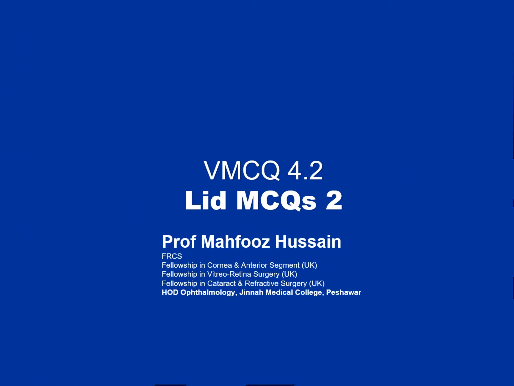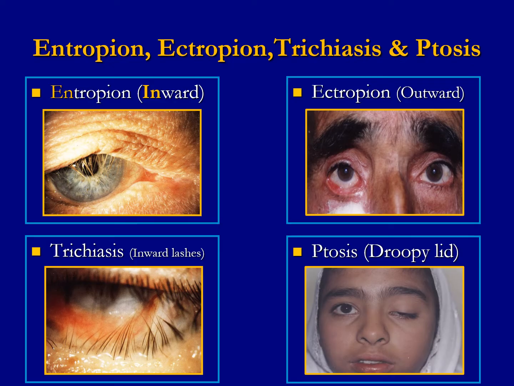In this video, VMCQ 4.2 will deal with the lid MCQs part 2. First of all, we'll try to differentiate between entropion, ectropion, trichiasis, and ptosis.